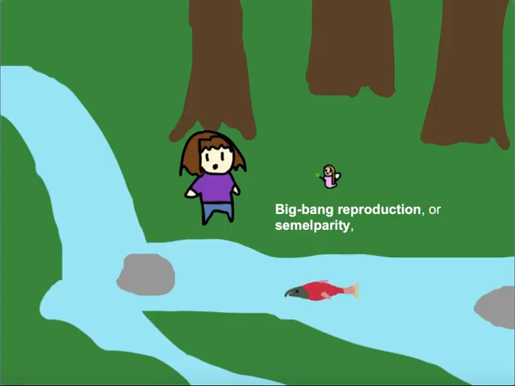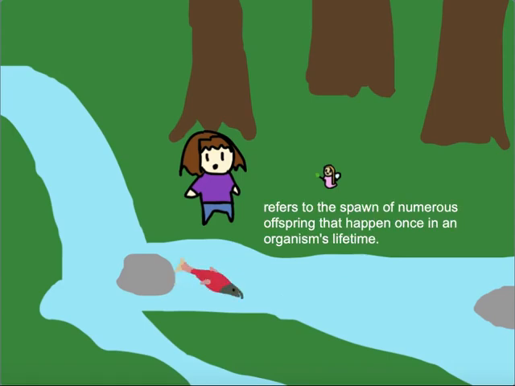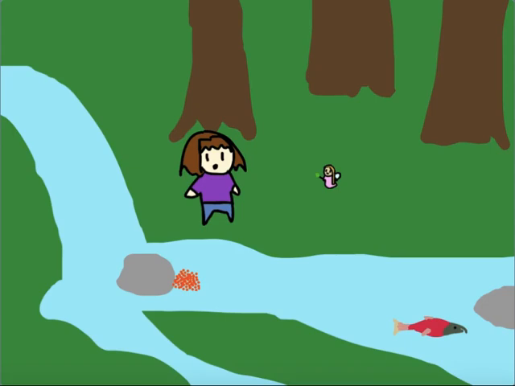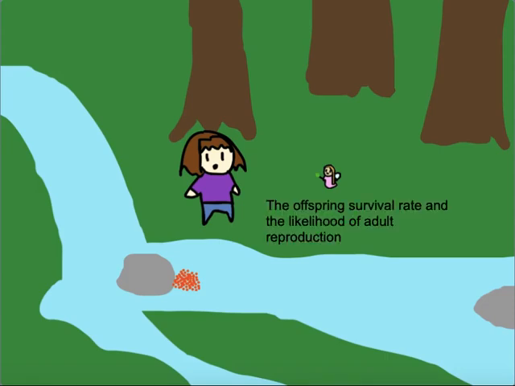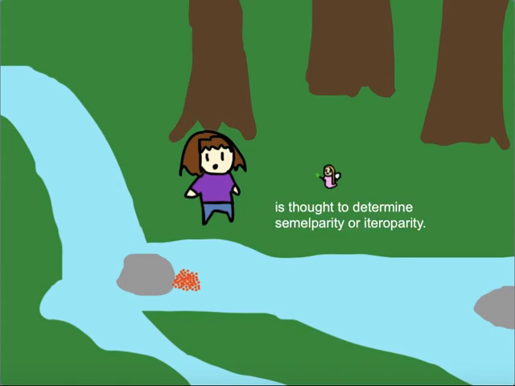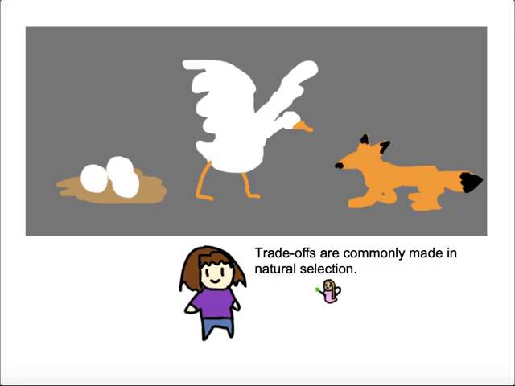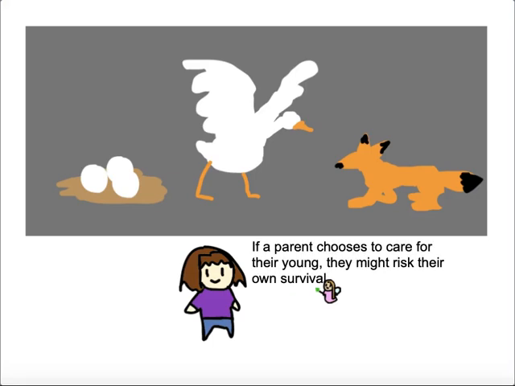Big Bang reproduction, or semiparity, refers to the spawn of numerous offspring that happens once in an organism's lifetime. Repeated production, or iteroparity, is the opposite, and refers to continual reproductive activity. The offspring survival rate and the likelihood of adult reproduction are thought to determine semiparity or iteroparity. Trade-offs are commonly made in natural selection. If a parent chooses to care for their young, they might risk their own survival.